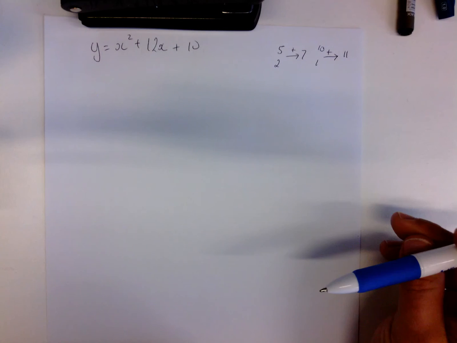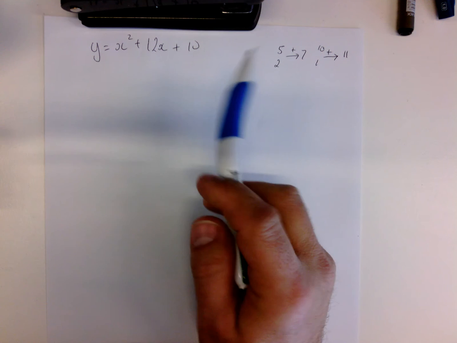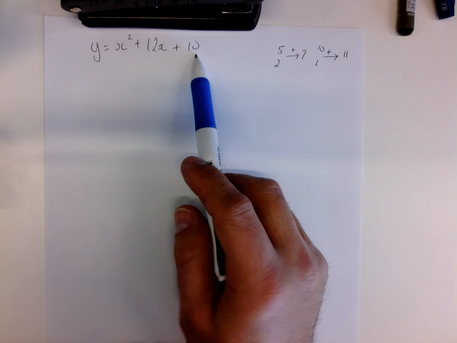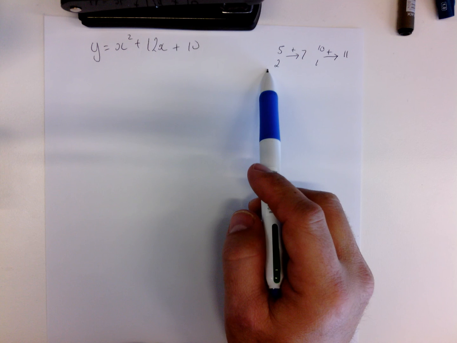Here we have x squared plus 12x plus 10 that we need to factorise. We can look at two numbers that multiply to give 10 and hopefully they'll add to give 12. 5 and 2 multiply to give 10. When we add them, we only get 7.